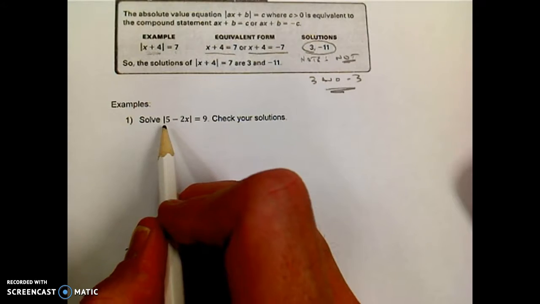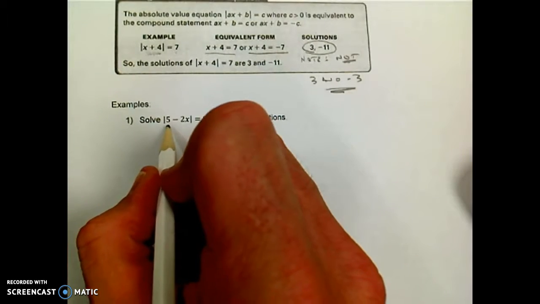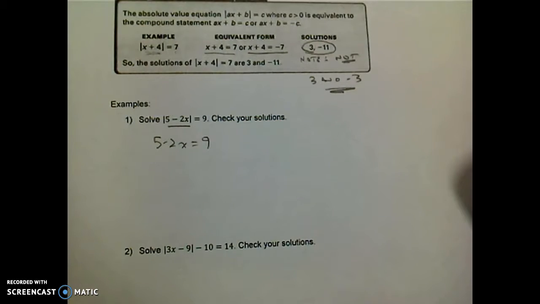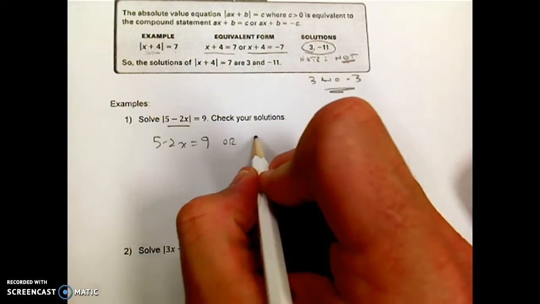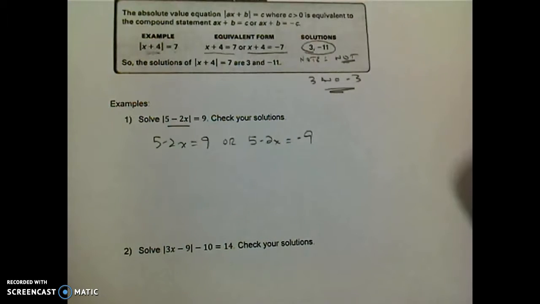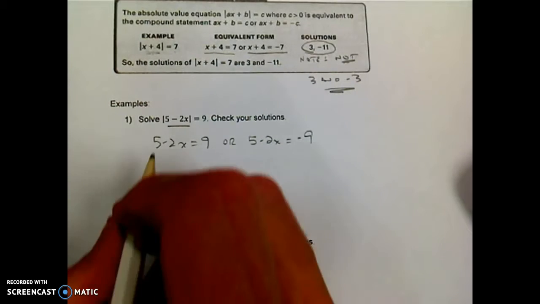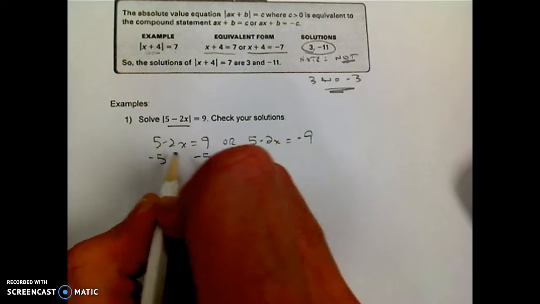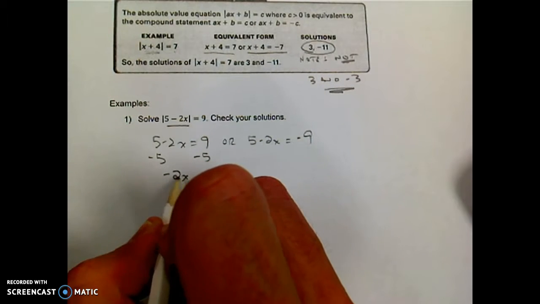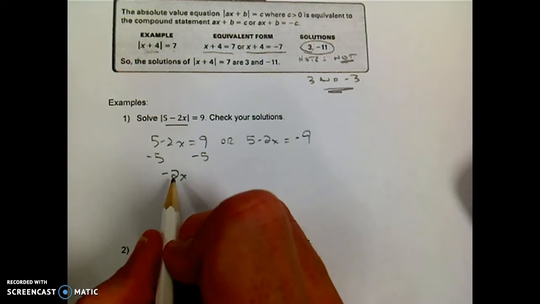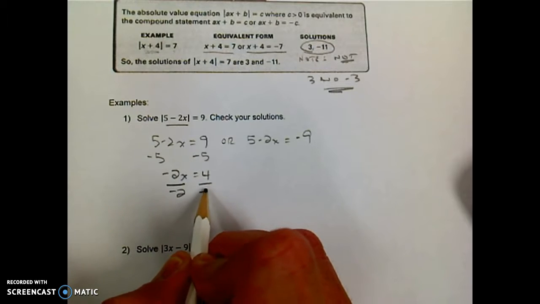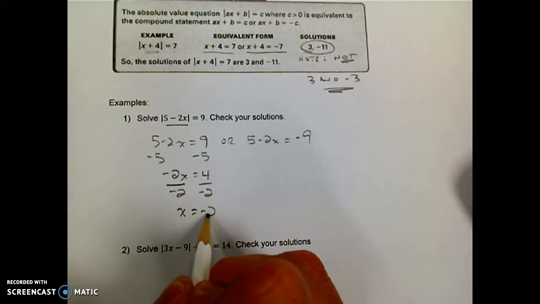The absolute value expression, 5 minus 2x equals 9. Well, if 5 minus 2x equals 9, the absolute value will be 9. Or 5 minus 2x equals -9. That result will also give me an absolute value that's 9. So let's solve those. To get x by itself, first I need to subtract 5 from both sides. Don't lose your negative sign. Opposite of 2x equals 4. So divide by -2, and x equals -2.